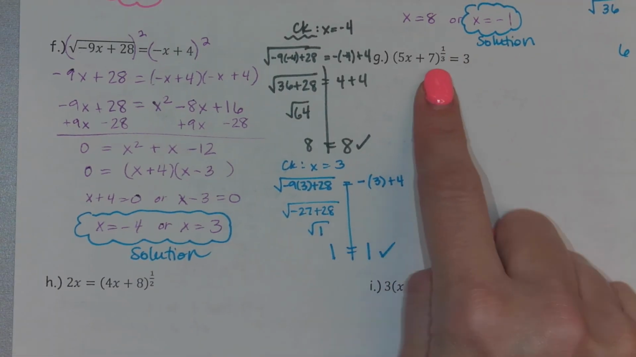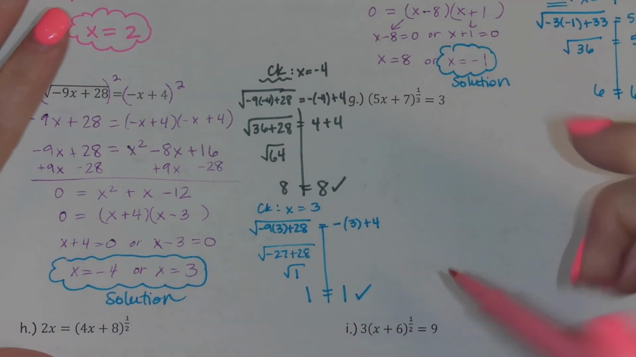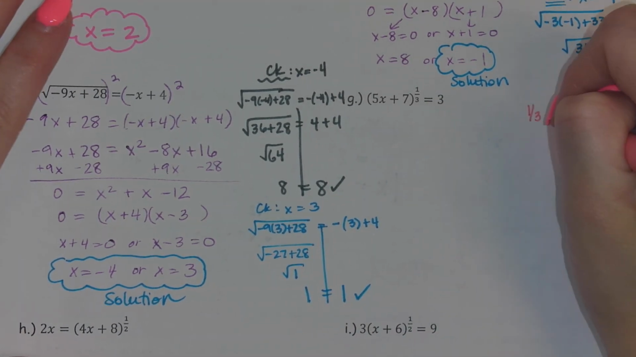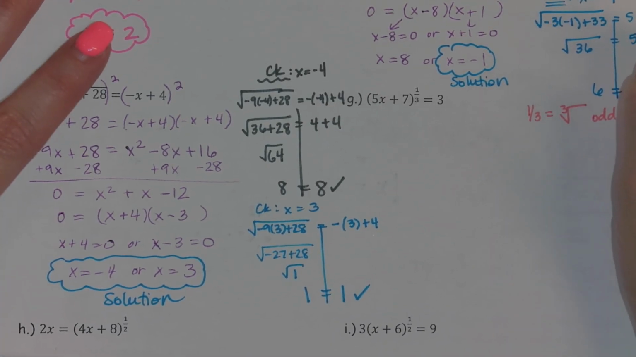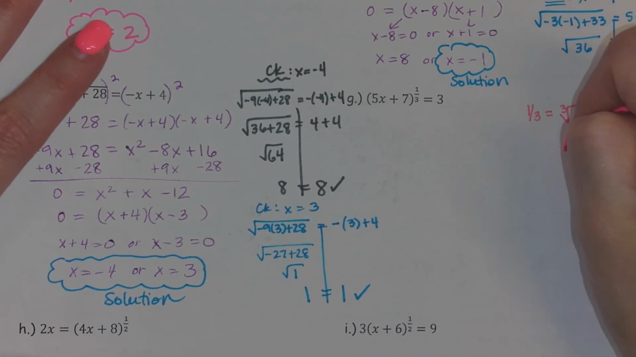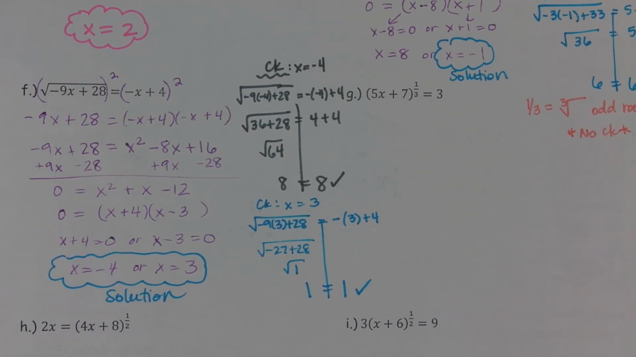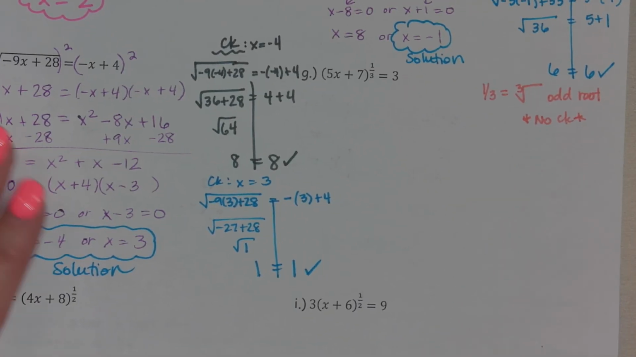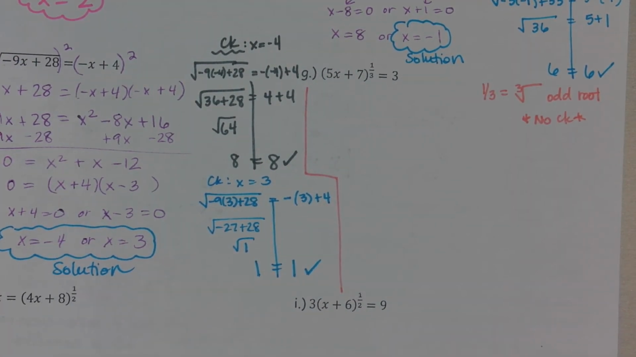Now when you have an exponent, the same rule with checking applies. So we have to the 1/3 power. 1/3 is the same thing as the cube root. So this is an odd root. No check needed here. Just gonna block that off.